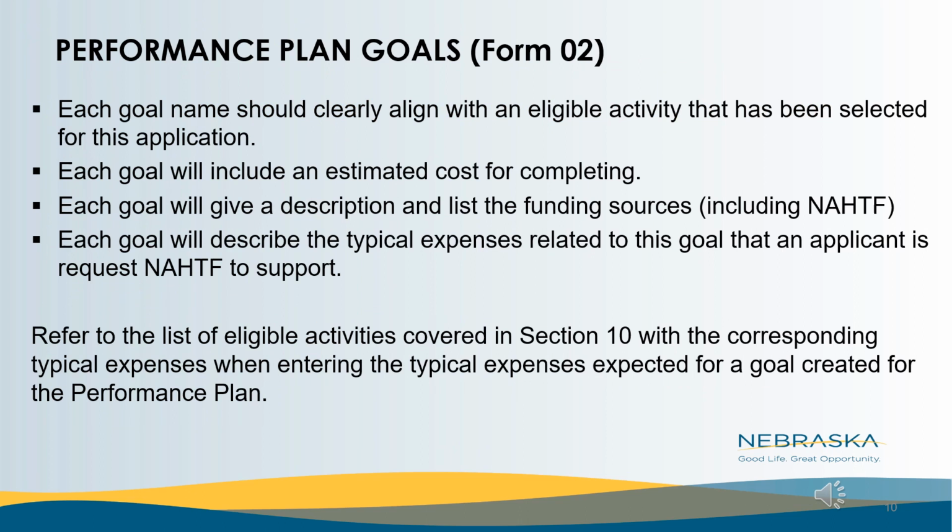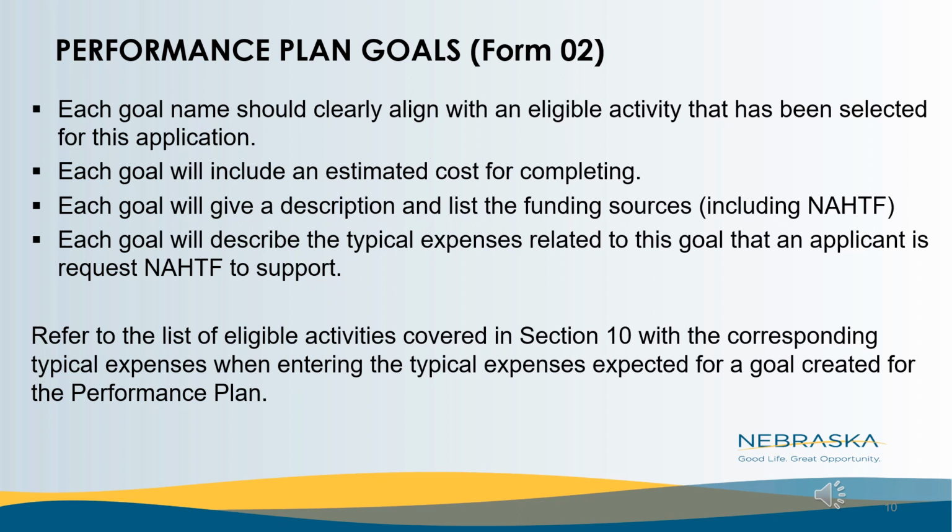The Performance Plan Goals section of the Technical Assistance application is a very important part of your application. Each goal name should clearly align with an eligible activity that has been selected for this application. Each goal will include an estimated cost for completing. Each goal will give a description and list the funding sources, include any trust fund request and other sources that will be used for this particular activity.